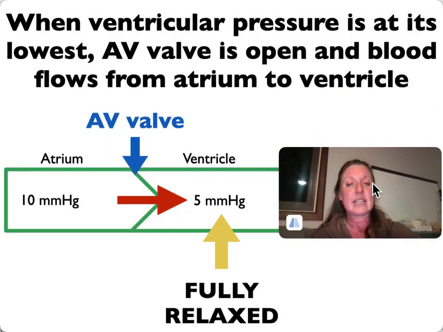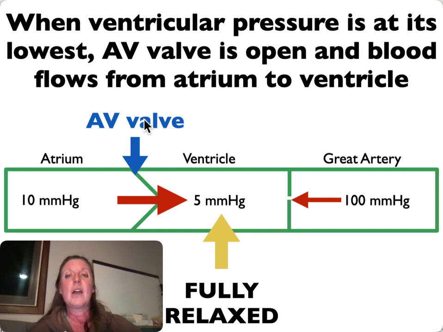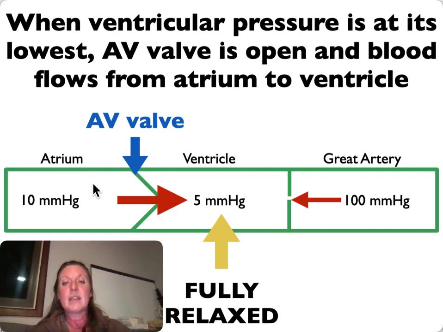All right, let's look at this again. All right, so what I've got here is 3 chambers just represented by squares. We've got the atrium, which is always very low pressure, the ventricle, which has pressure that fluctuates a lot, and the pressure in the great artery, so either the pulmonary arteries or the aorta, that's usually quite high. In between the atrium and the ventricle is the AV valve. In between the ventricle and the great artery is the semilunar valve.